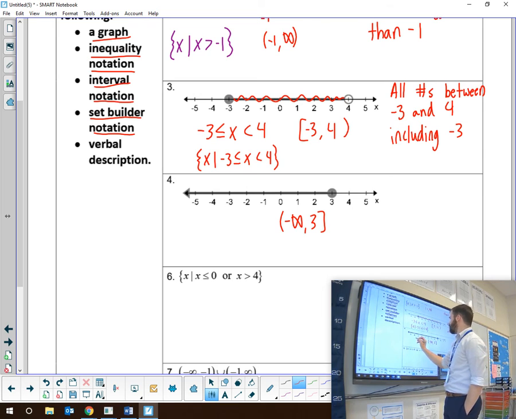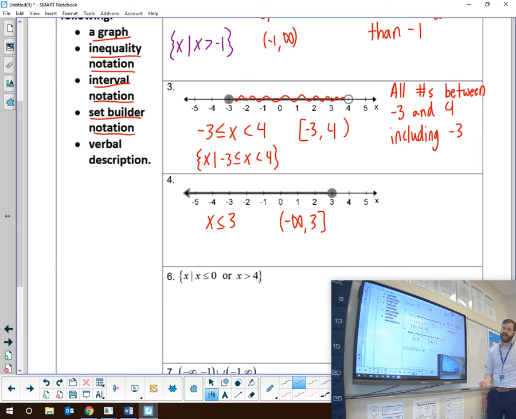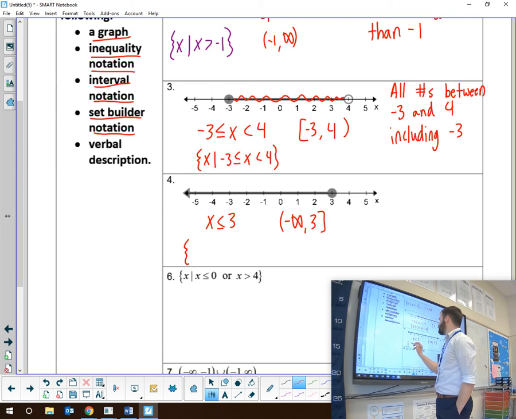To write that as an inequality, it's going to be x is less than or equal to 3. Okay? You do not have to write the infinity on an inequality. In fact, you probably shouldn't. It's really frowned upon. Okay? So it's x is less than or equal to 3. All right, and then we can just write that in set notation.